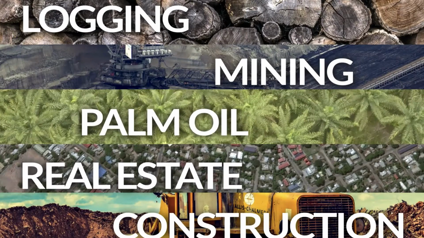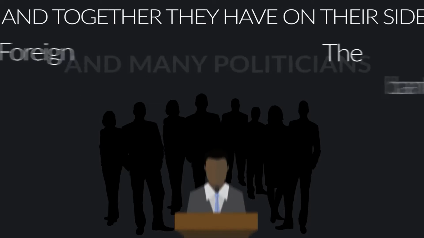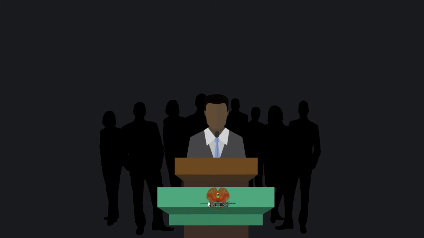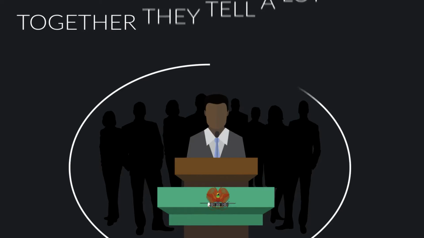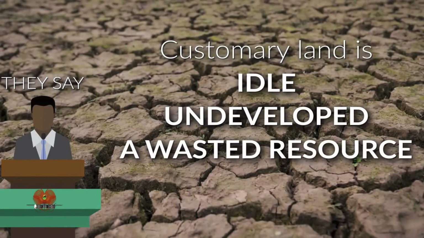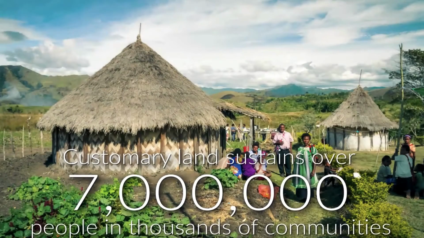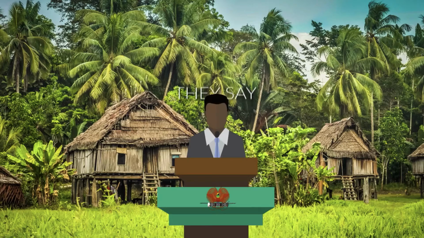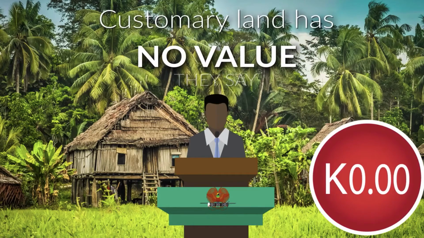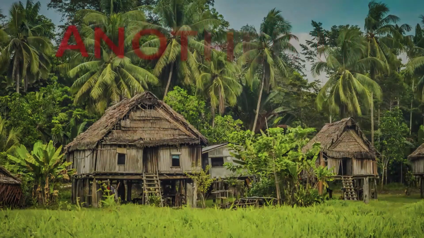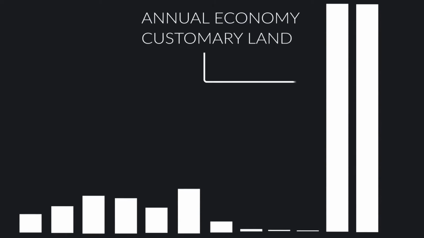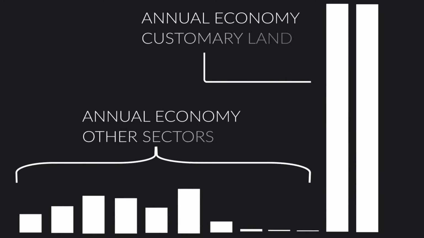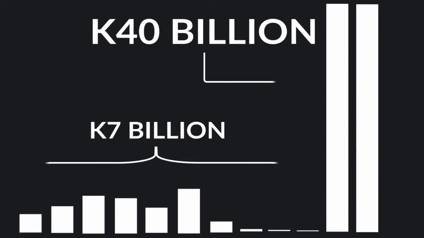Logging, mining, palm oil, real estate, construction, all want our customary land, and together they have on their side foreign governments, the banks, and many politicians. Together they tell a lot of lies. They say customary land is idle, undeveloped, a wasted resource. A lie. Customary land sustains over 7 million people in thousands of communities. They say customary land has no value. Another lie. Customary land is very valuable. Annual economy, customary land. Annual economy, other sectors. 40 billion kina compared with 7 billion kina.